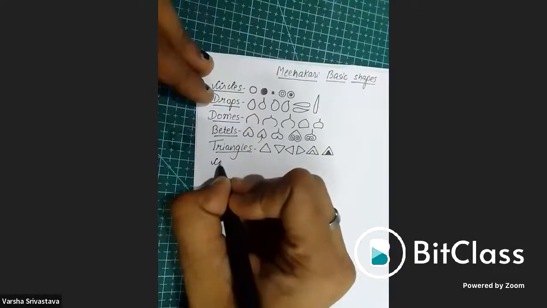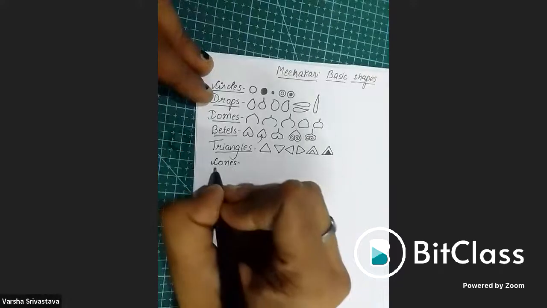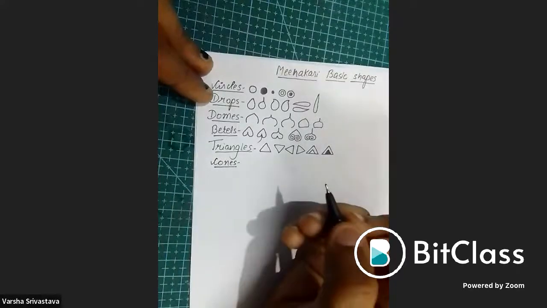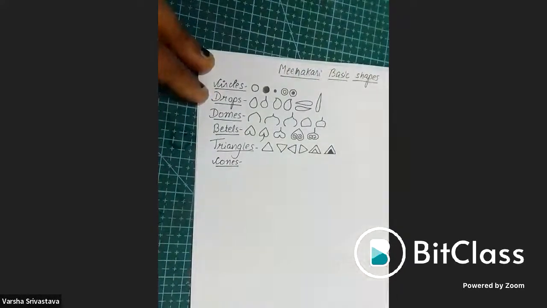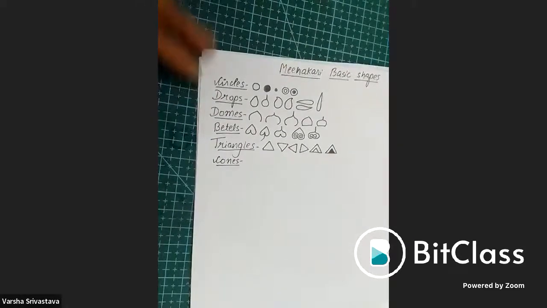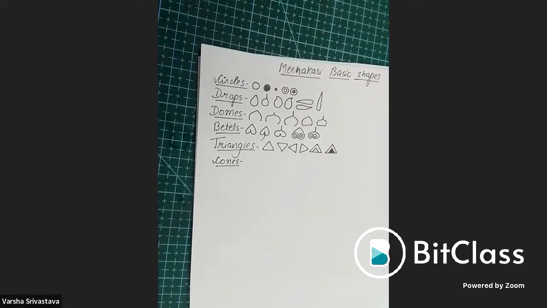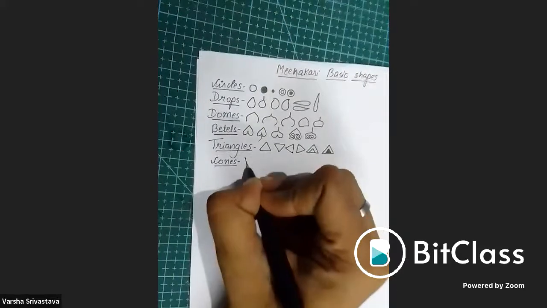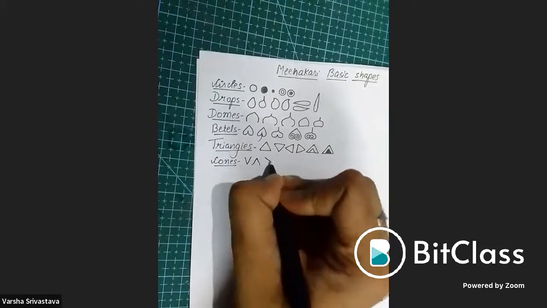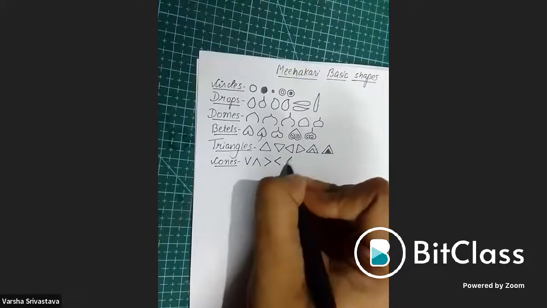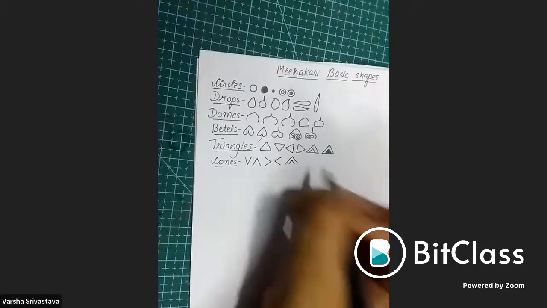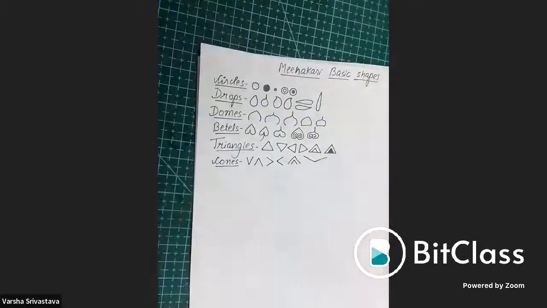After this, I'm going to make the cones. I'm just going to make a V, make it upside down, make it sideways, left and right, making the cone, making another cone inside this, and then I'm making a broad one.